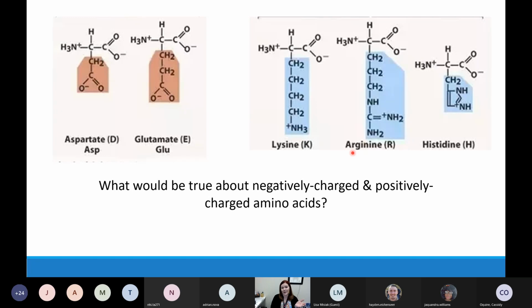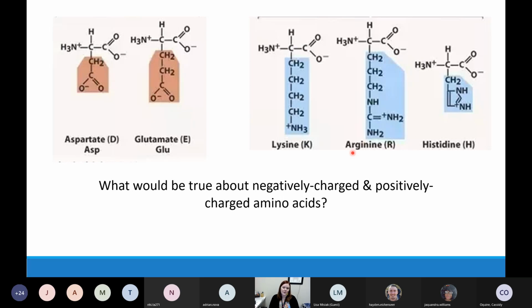Things that form ionic bonds also don't mind being next to water, because remember that those bonds dissolve in water. So these amino acids could be next to water as well. They're not afraid of it. They've got a fully negative or a fully positive charge. It's just those nonpolar ones that don't want to be next to the water.